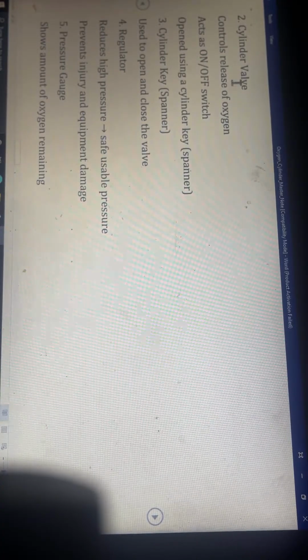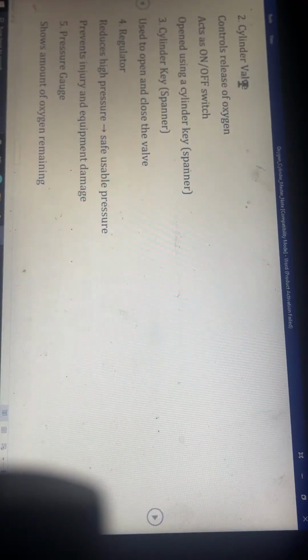Now, we have the cylinder valve. Whenever you hear the word valve, it controls the release of oxygen. That black padlock key I showed you initially acts as the off and on switch, opened using a cylinder key known as the what? The spanner. Number 3, the cylinder key, which is the spanner, used to open and close the valve.